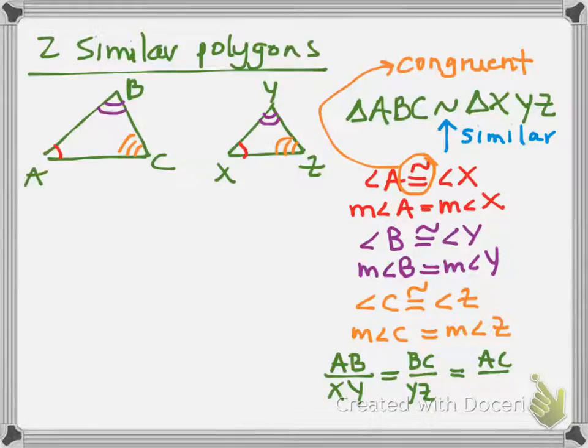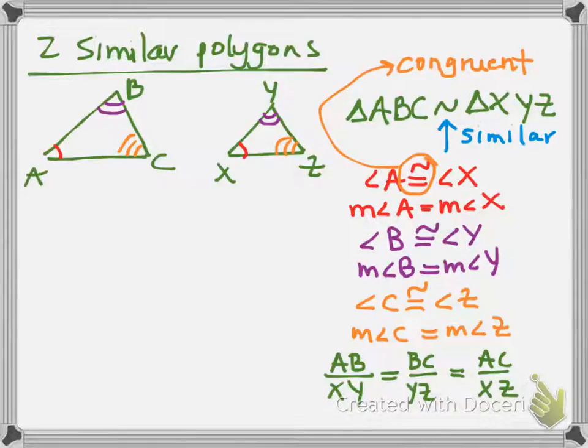XZ. Okay? So anytime I'm telling you that I have similar polygons, I know all the angles are congruent. I know all the sides in ratio have the same measurement. Okay? So that's something really important. So we've got a tilde that means similar. A tilde over an equal sign means congruent.